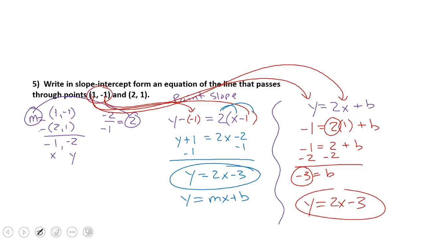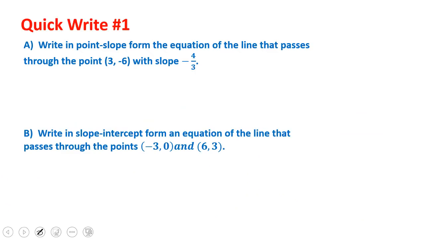Bam. Ladies and gentlemen, it's the end of our first video. You have your quick write. Please write these down. My point is (3, -6) with a slope of -4/3. The first one, writing that in point-slope form. And then the second one, writing in slope-intercept form. And I have 2 points, (-3, 0) and (6, 3).